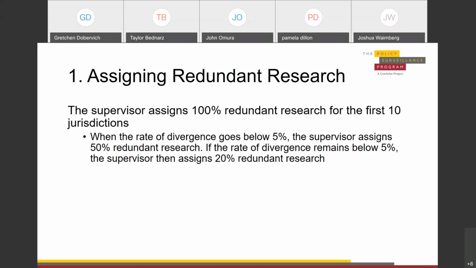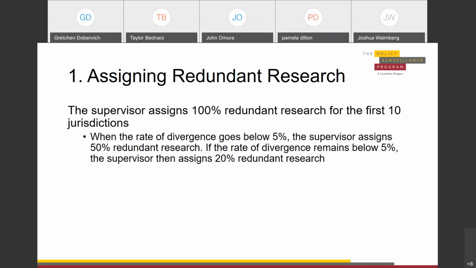It's most likely and is often because our rate of divergence just doesn't drop below 5%. So if you're not seeing that, don't be discouraged. It's a very common thing for the rate of divergence in the research phase to not drop as dramatically as it will, as you'll see, in the coding phase.